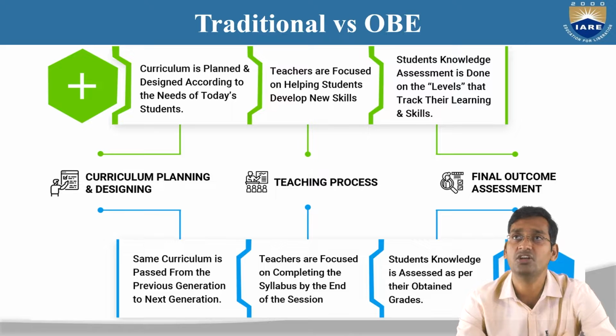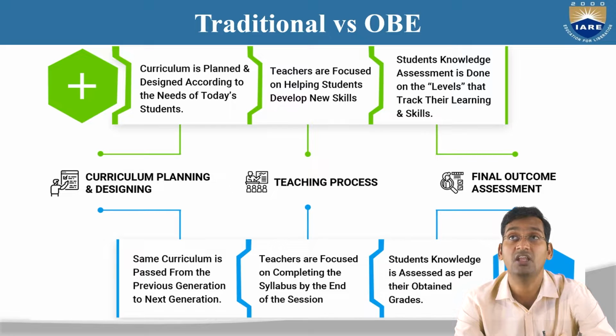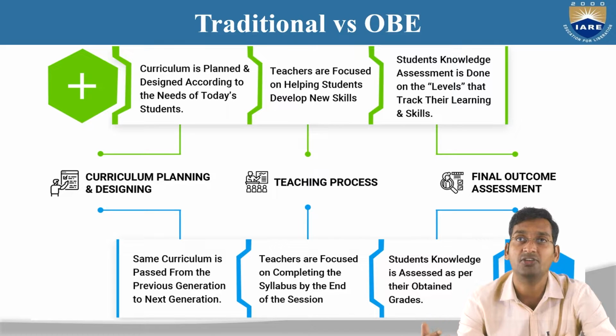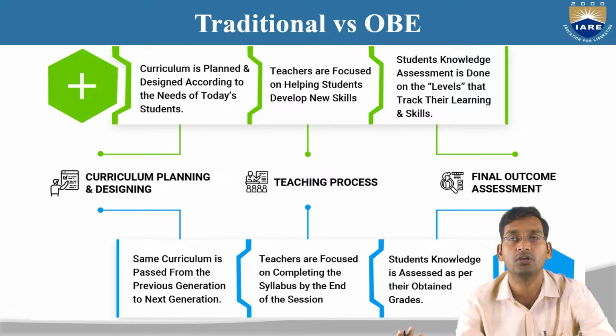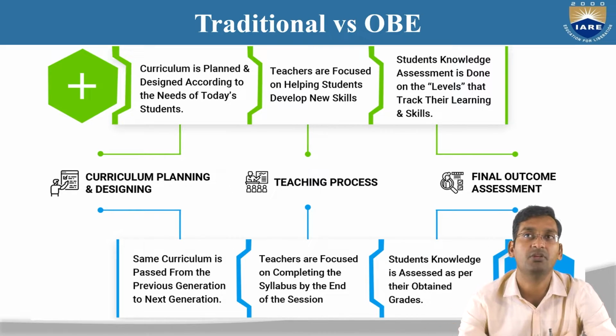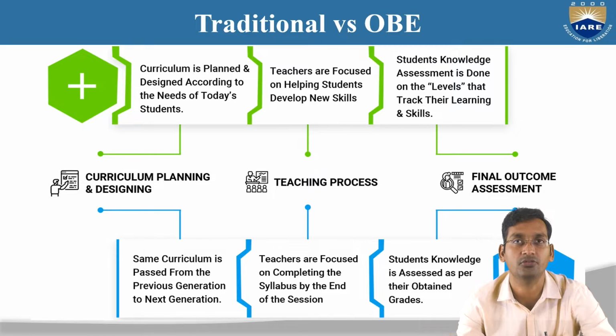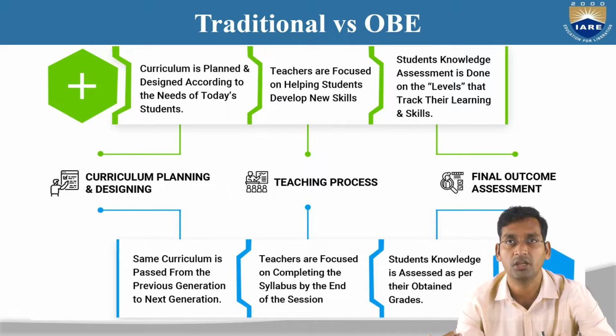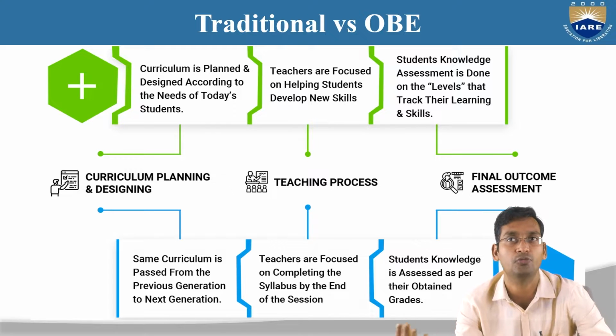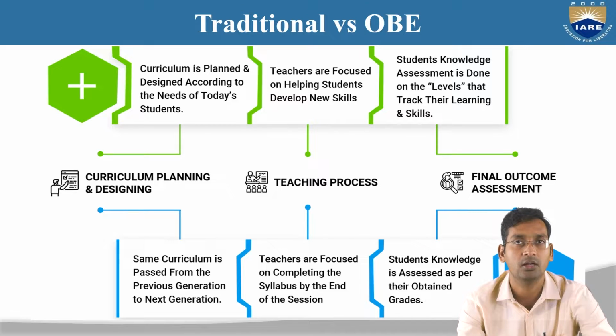Next, student knowledge assessment is done on levels that track their learning and skill. So what does it mean? It's level-wise, not like one going to the last. At the starting primary level, what you learn, at the secondary level, what you should learn, and at the next level, what you should learn, like that. So it's level-wise only. Once you complete this, it means you have some knowledge, so you can move to the next level and learn those things.